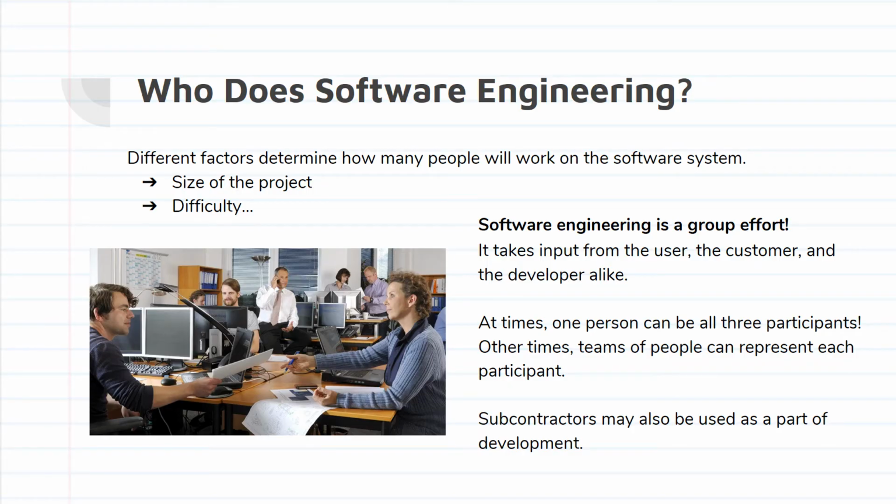So who does the software engineering? There's different factors that determine how many people will end up working on the software system. The size of the project, difficulty, financial constraints, time constraints. So anyways, it's a group effort. It takes input from the user, customer, and developer alike.